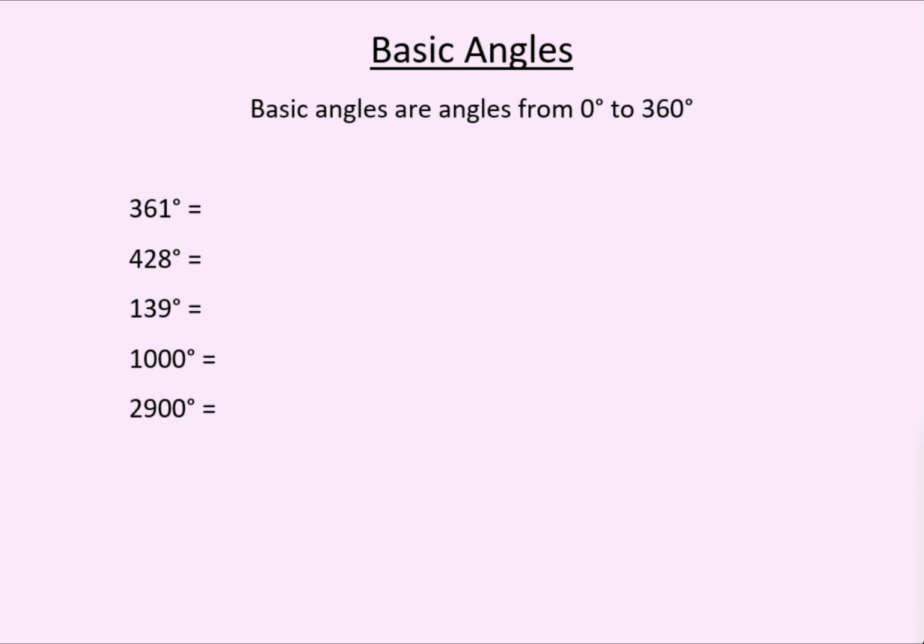Hi everyone, I'm Zulaiha and today we'll be discussing quadrants and the signs of trigonometric ratios of angles. But first, we are going to learn about basic angles because it's very important for what we are going to learn today. So what are basic angles? Basic angles are angles from 0 degrees to 360.